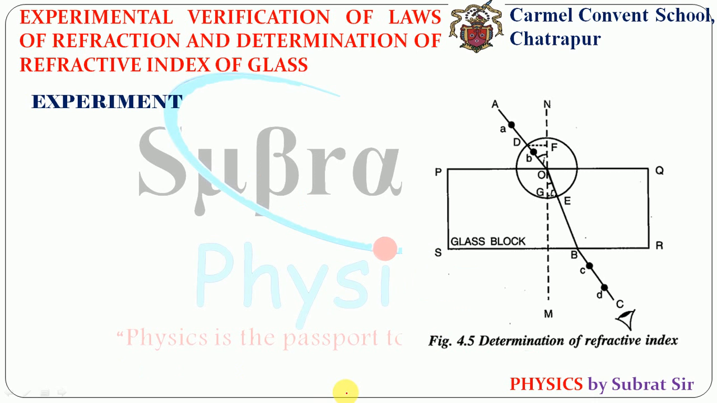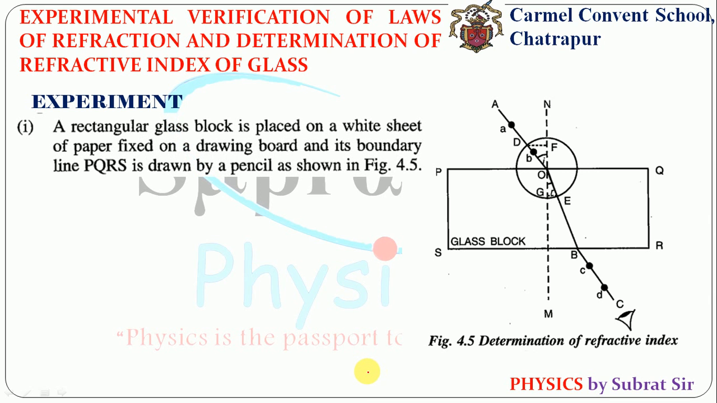Then we have the experimental verification of the laws of refraction and determination of refractive index of glass. So this one is the experiment. Let us start with the procedures. Okay, first what we will do, we have to take a rectangular glass block placed on a white sheet of paper fixed on a drawing board, and its boundary lines PQRS are to be drawn by a pencil as shown in the figure.